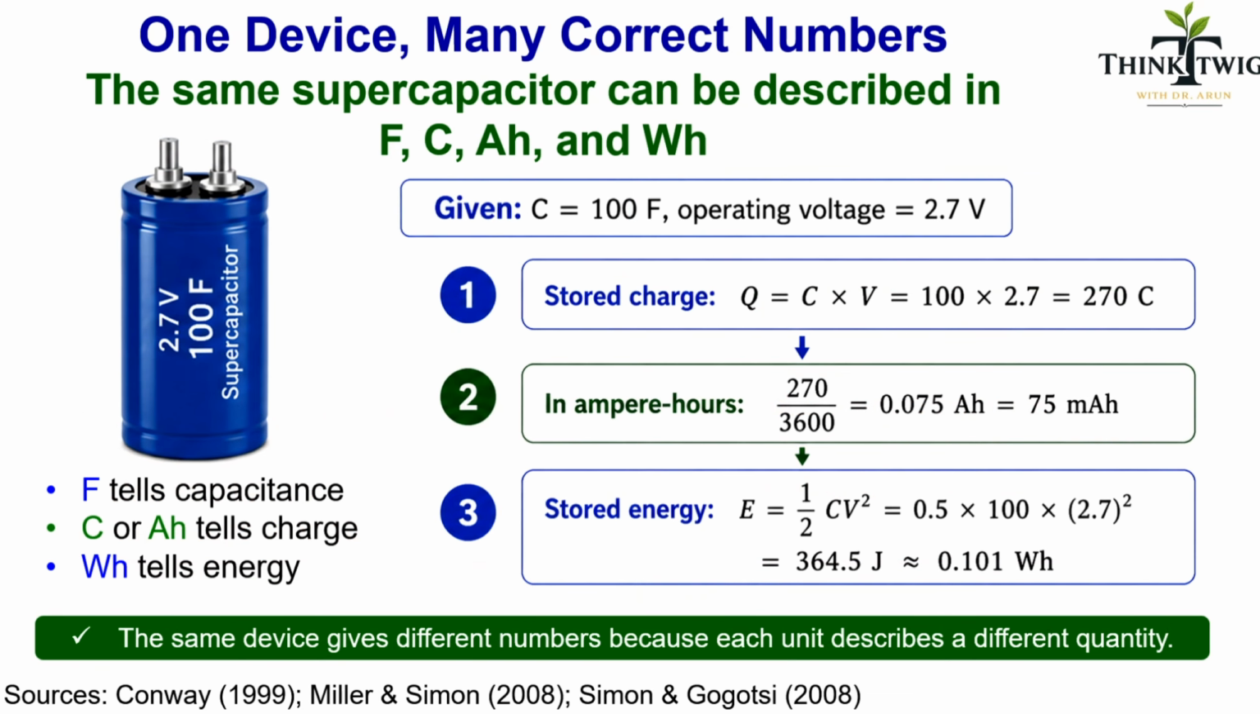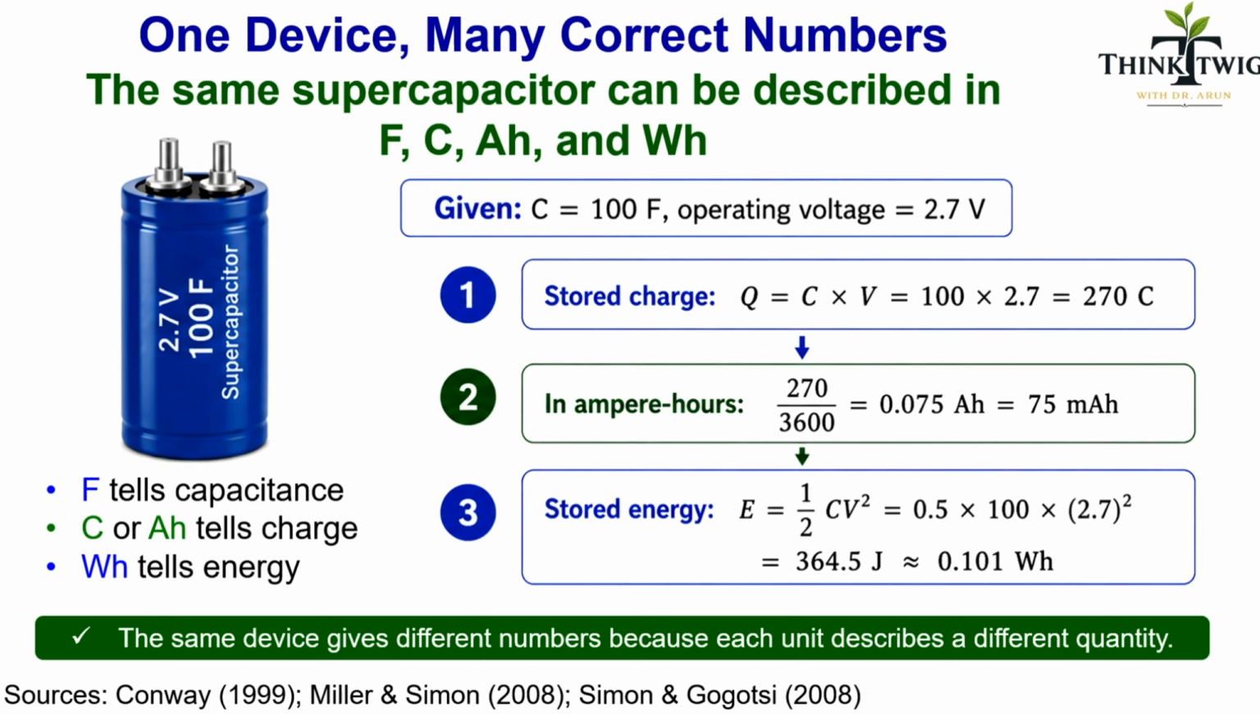Now we come to one of the most useful slides in this video. The same supercapacitor can be described using farad, coulomb, ampere hour and watt hour. At first, this can look confusing, but actually each unit is telling us a different part of the same story. The device shown here has 100 farad capacitance and an operating voltage of 2.7 volt. Its capacitance is already known, 100 farad.